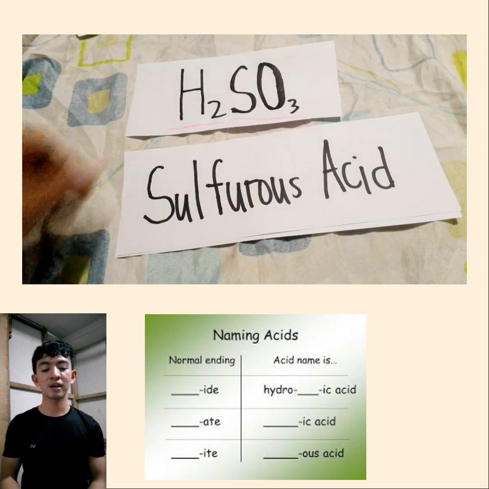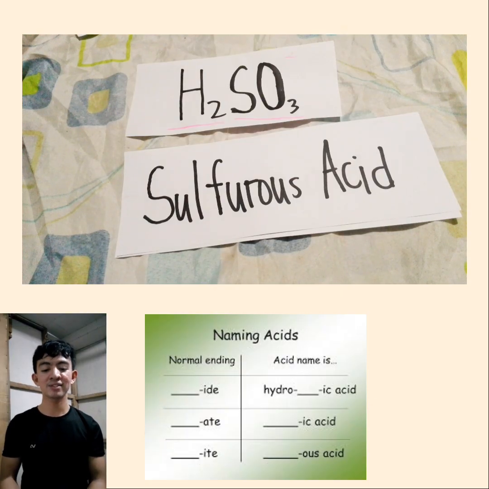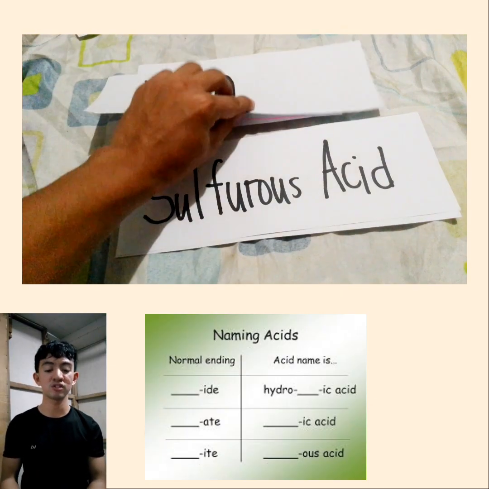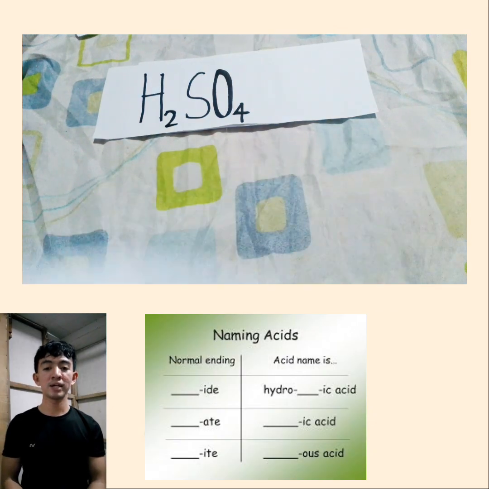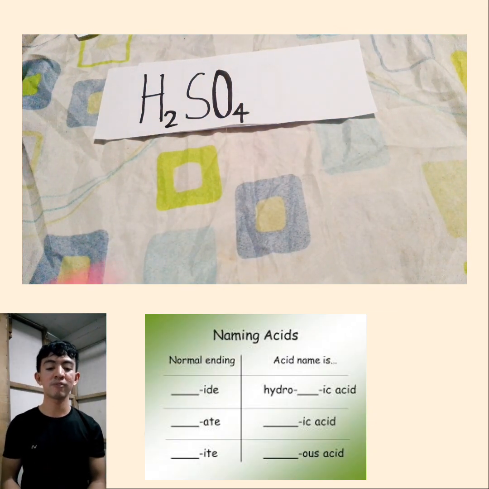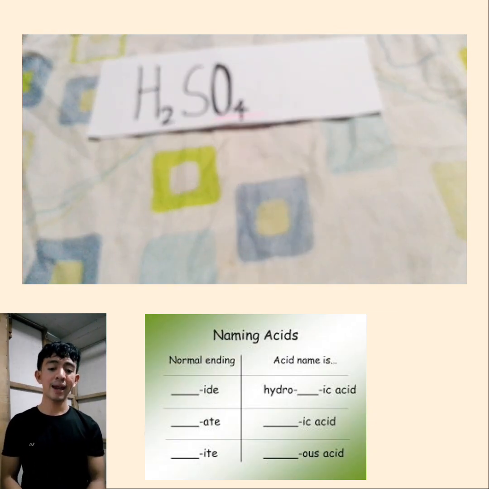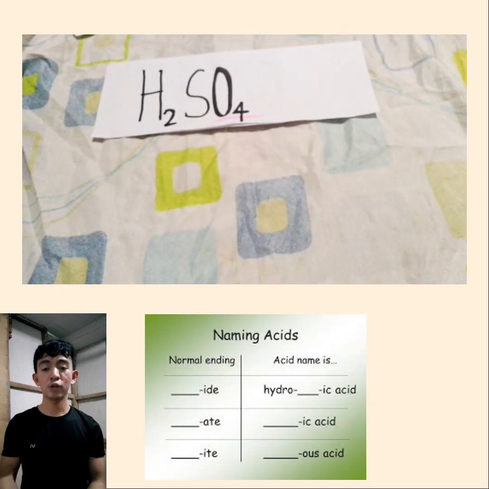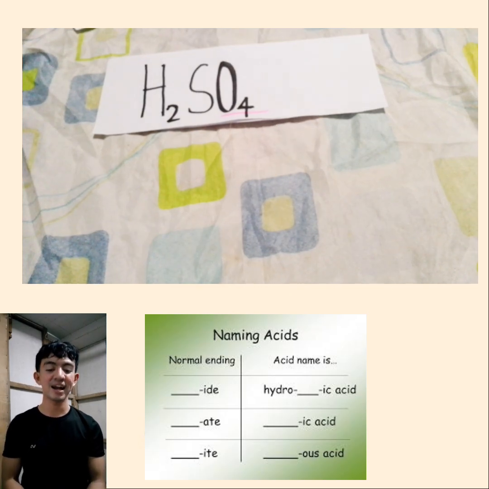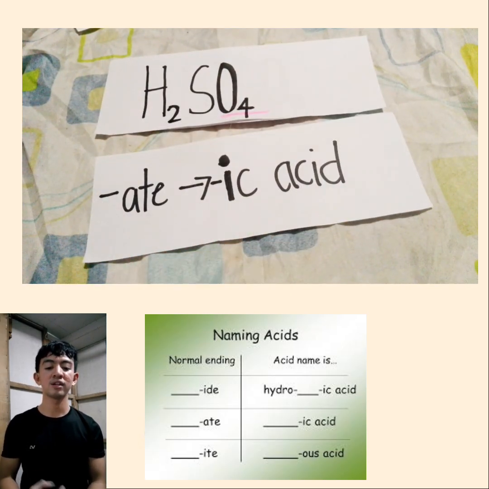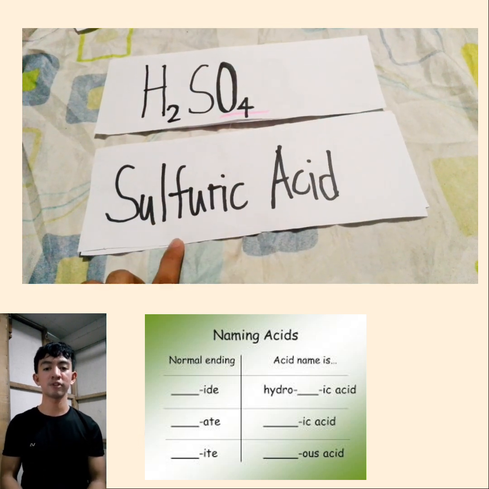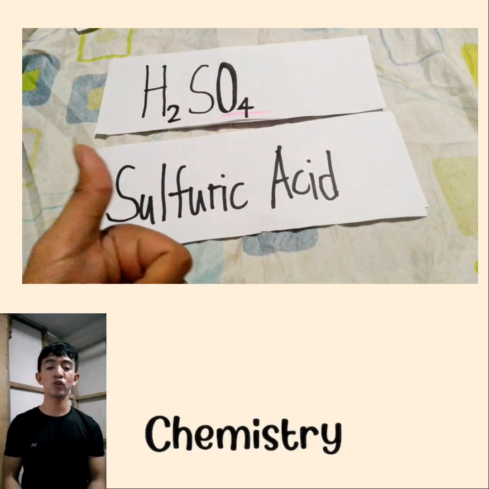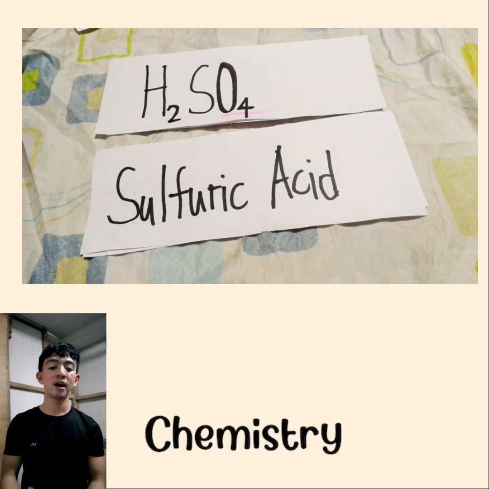Okay, so for the second example, we have here H2SO4. Compared to the first example, it has a greater number of oxygen. So this anion will be, of course, sulfate. Following the rules, since the ending is sulfate, then we need to change it into IC acid. Therefore, the name of this acid will be sulfuric acid. So that's how you name compounds that are acids.